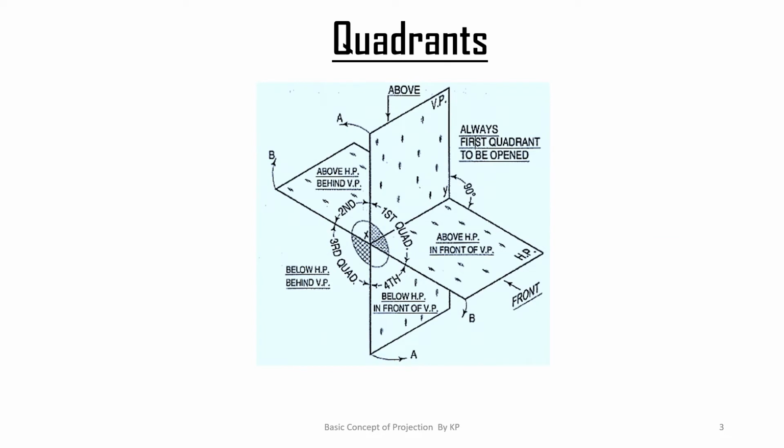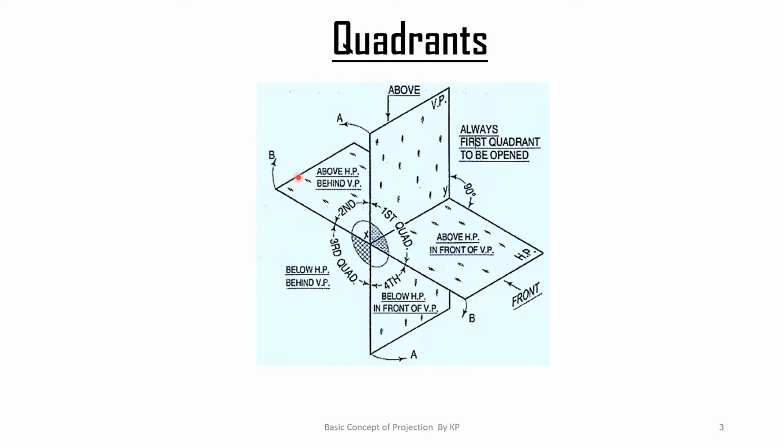Now we are talking about the quadrant system. So there are four quadrants. This is the first quadrant, this is the second quadrant, this is the third quadrant, and this is the fourth quadrant. So when we are putting the object into the first quadrant, it means we are putting the object above HP and in front of the VP. So when this is the position of the object, we say it is in the first quadrant.